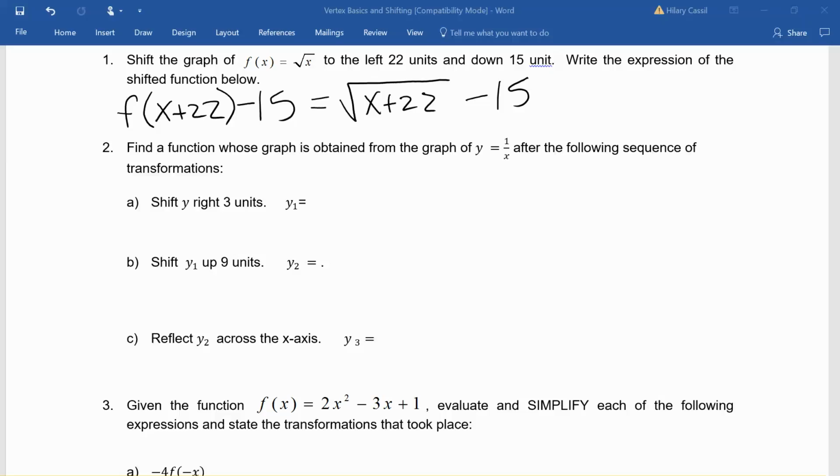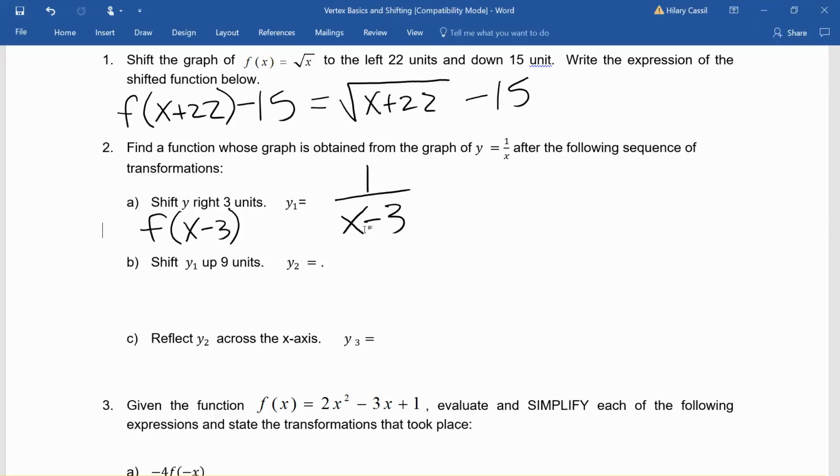For the next problem, we want to apply a series of shifts. And so we're going to start with our reciprocal function, y equals 1 over x. So the first thing we want to do is shift right 3 units. So for any function, that would be f of x minus 3. So we're replacing the x with x minus 3. So 1 over x minus 3 would shift that reciprocal function to the right 3 units.